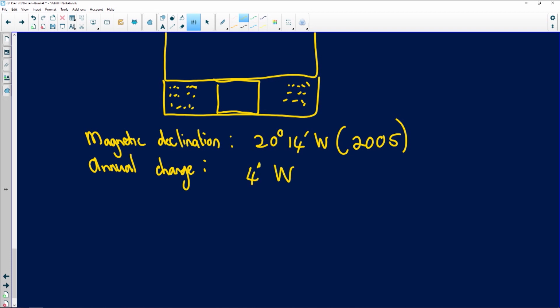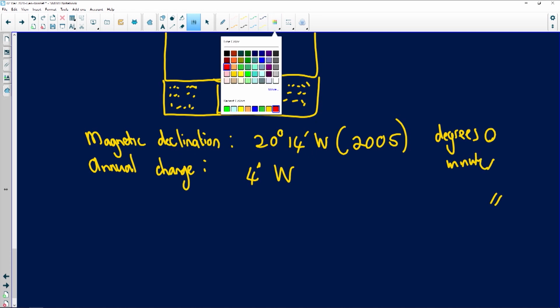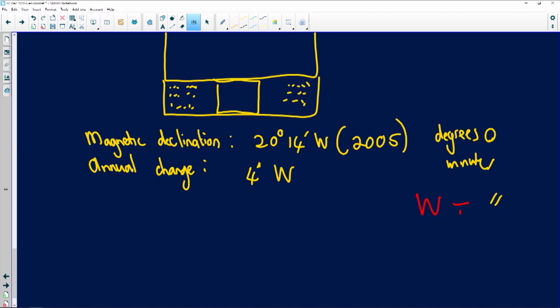Remember, grade 12s, we're working with degrees, minutes, and seconds, but we're only dealing with degrees and minutes. Okay, this is key. There's a formula. When it goes west, we add. When it goes east, we subtract. That's a small formula over there.